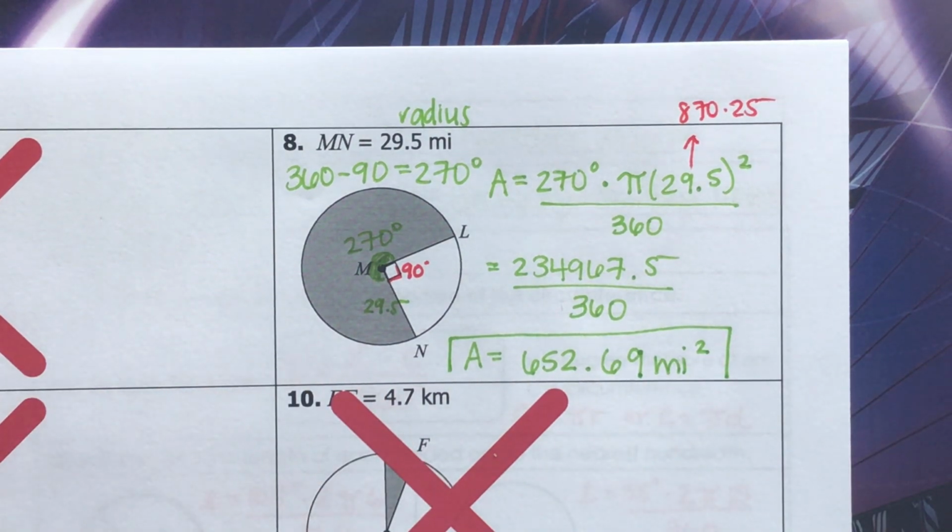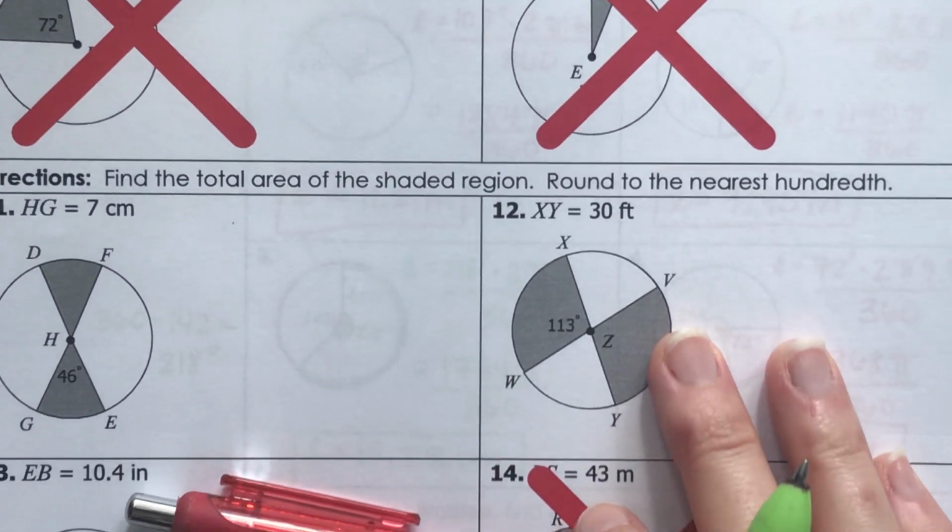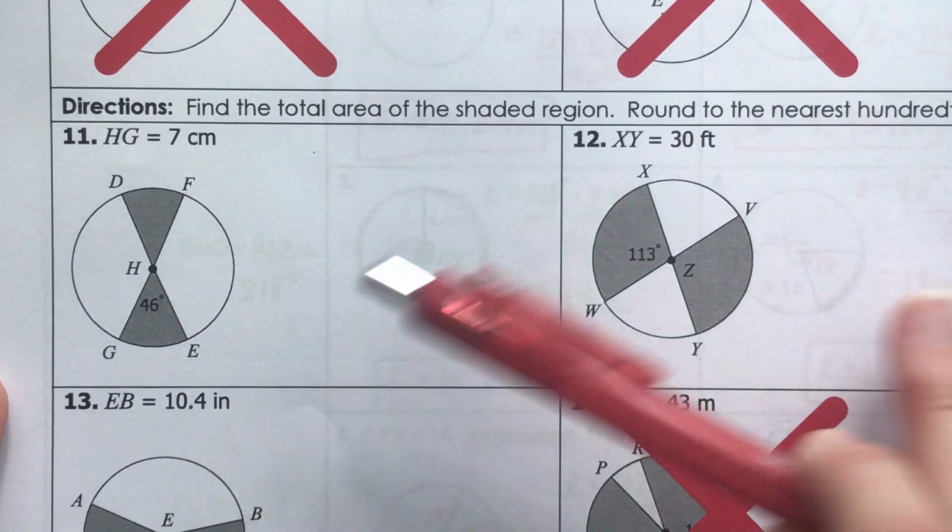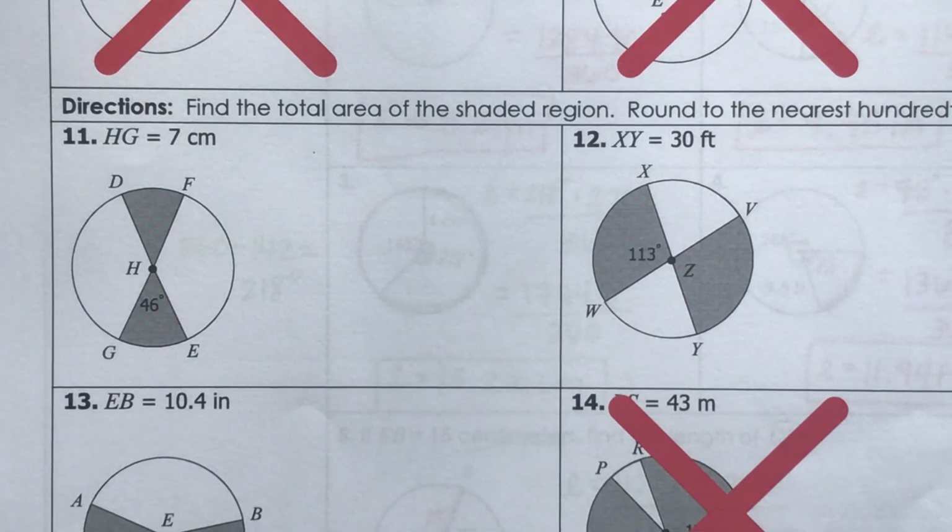Okay. Now, for the last 3 problems over here, we're going to find the total area of the shaded region, and then we're going to round to the nearest hundredth.